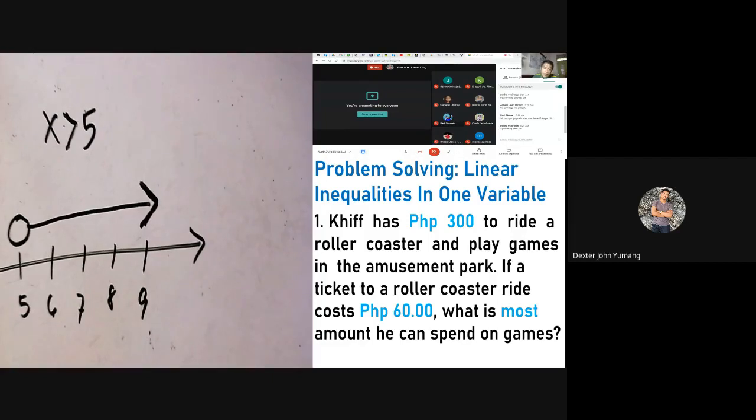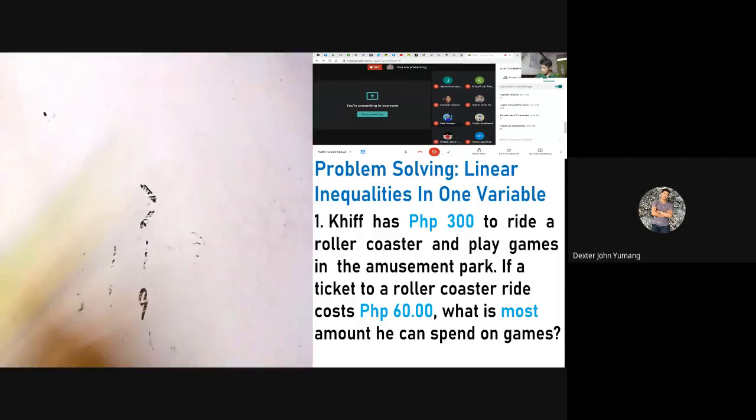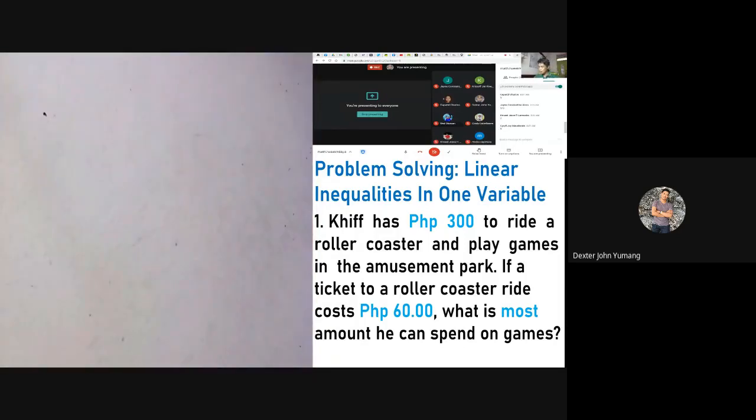So as we continue, if a ticket to a roller coaster ride costs 60 pesos, what is the most amount he can spend on games? Okay. The question is, what is the most amount he can spend on games? In this case, if you heard the word most, therefore, we will be using inequalities to solve this one. So the first thing to do is we will make a representation.